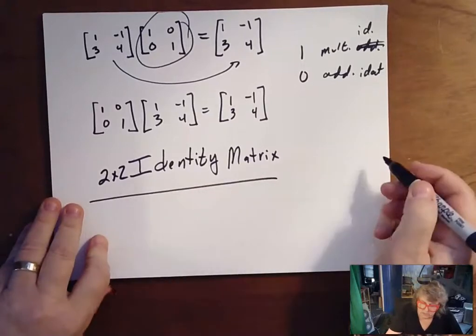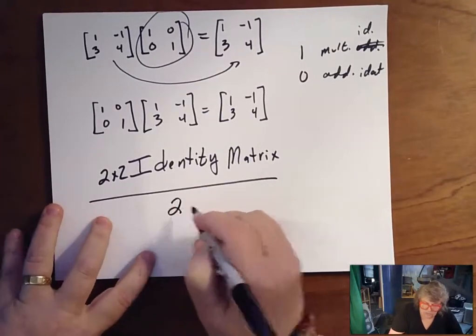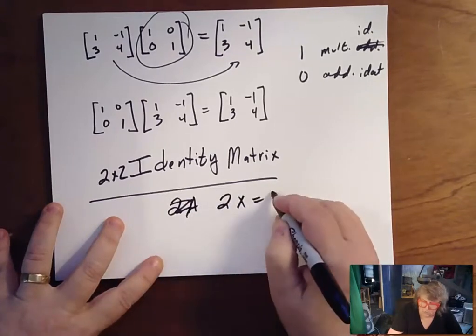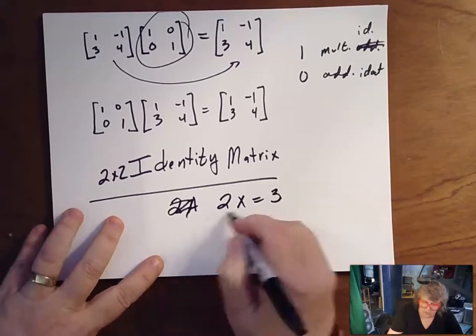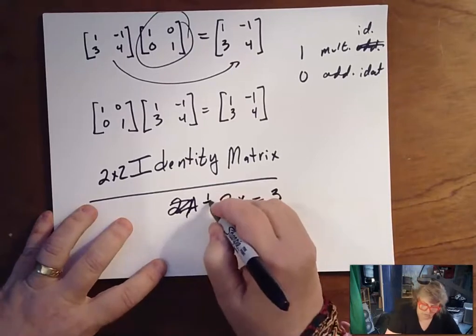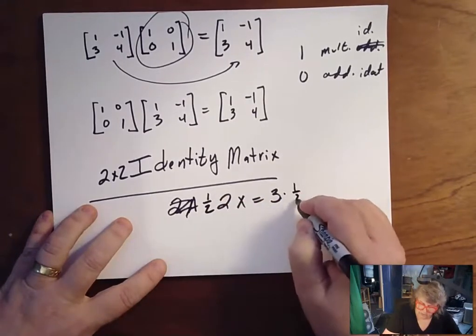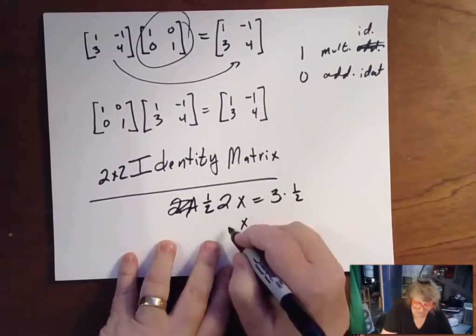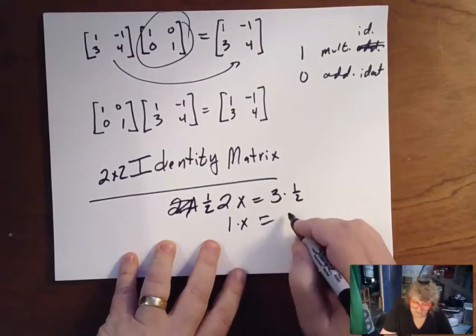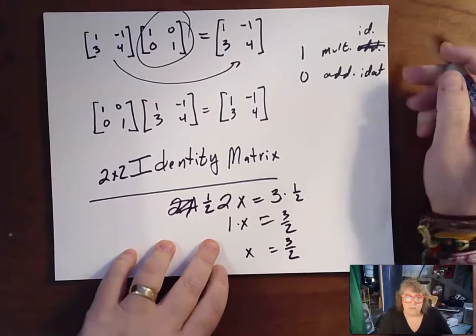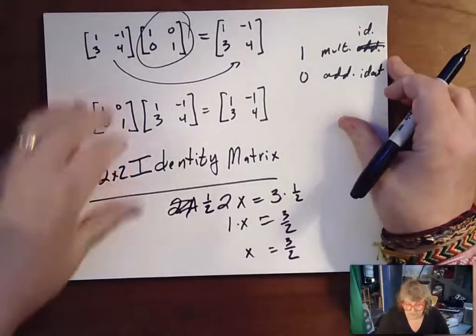If you wanted to solve the equation 2 times x is equal to 3, you would divide both sides by 2. What you're actually doing when you divide both sides by 2 is multiplying both sides by the multiplicative inverse of 2, because 1/2 times 2 gives you a 1, and 3 times 1/2 gives you a gross fraction. So I have x is equal to 3/2. We want to be able to do the same thing with matrices. Let's see how we can do that.